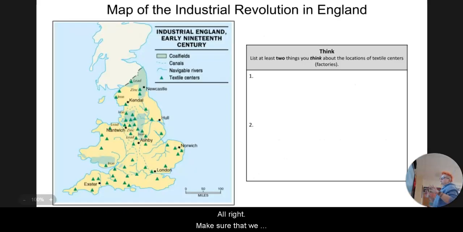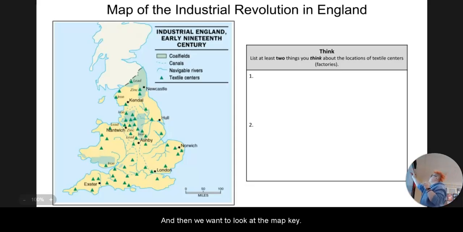All right, make sure that we understand maps. I know we don't like maps. We got to get over that. So this is a map of the Industrial Revolution. The first thing we do when we get maps is we want to look at the title because it's telling us it's the Industrial Revolution in England, and then we want to look at the map key. So the map key tells what everything is.